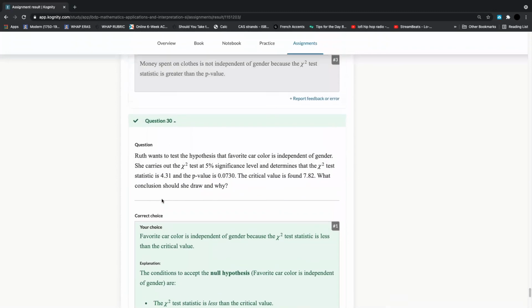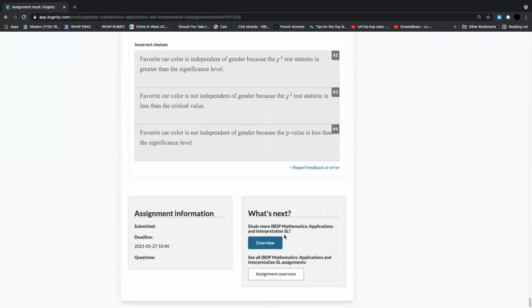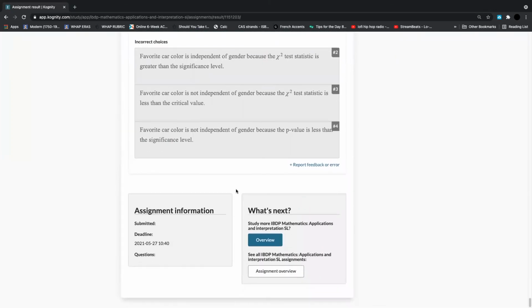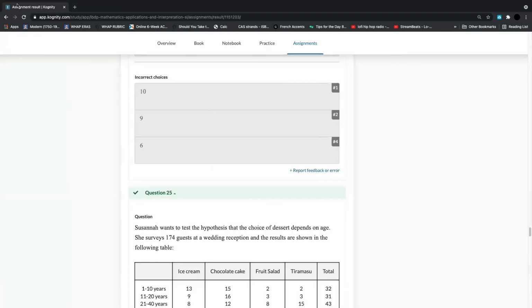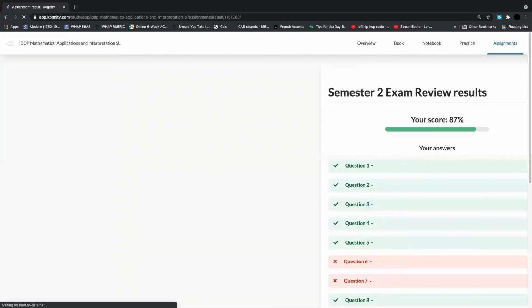So looking at our answer choice, our correct answer choice, favorite car color is independent of gender because chi-square test statistic is less than the critical value, which is correct. They are independent of each other because of two reasons. P-value is greater than significance level, which it's not supposed to be, and our chi-square test statistic is less than the critical value, which it is also not supposed to be. And with that, I have finished all the questions other than 5 through 11.